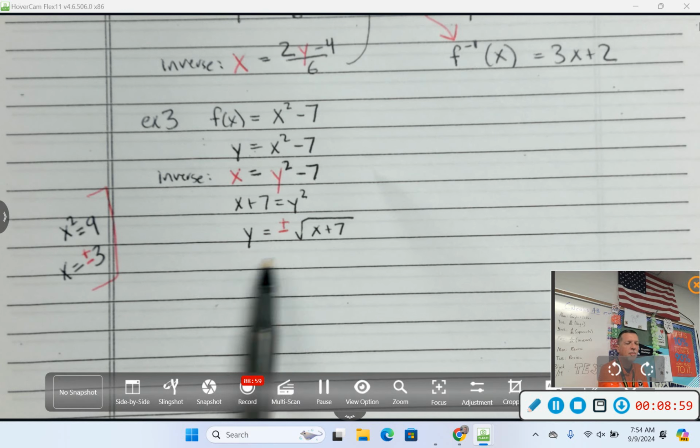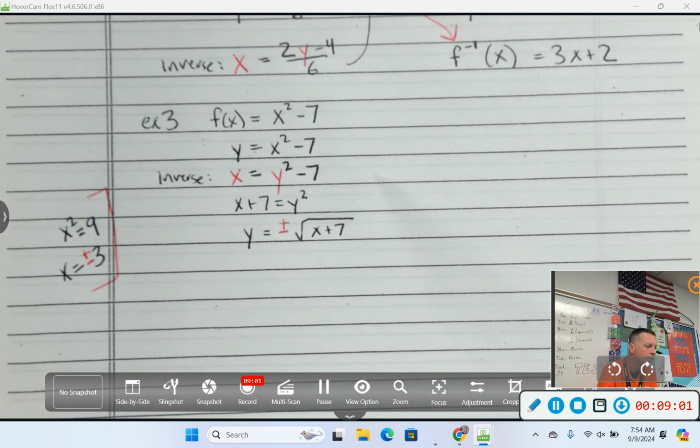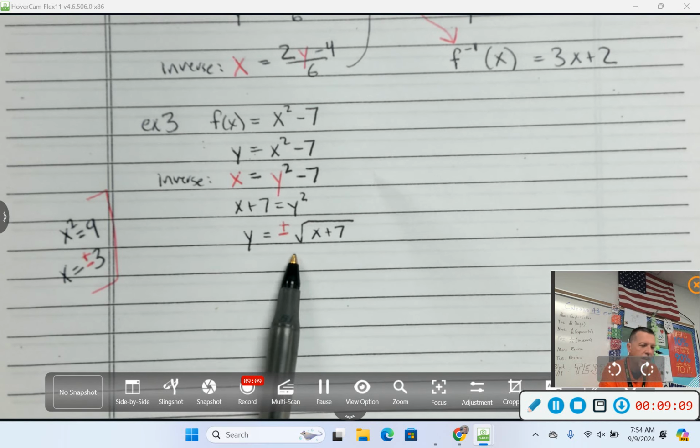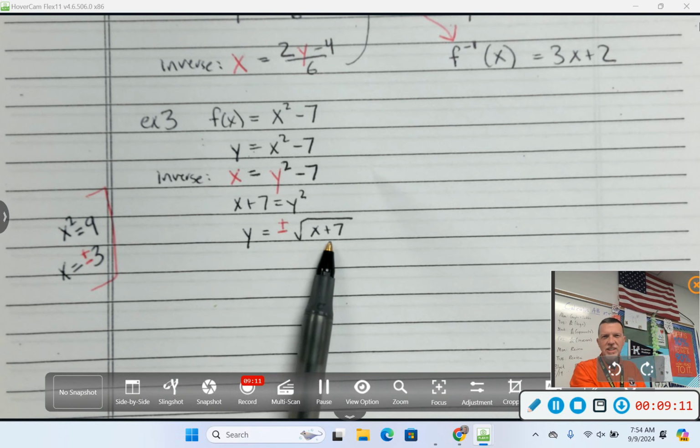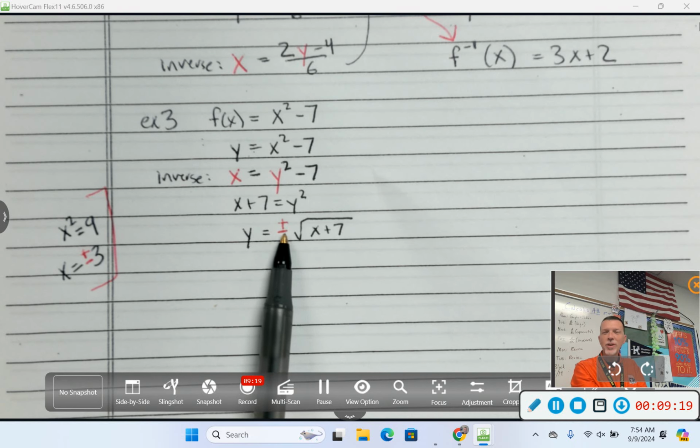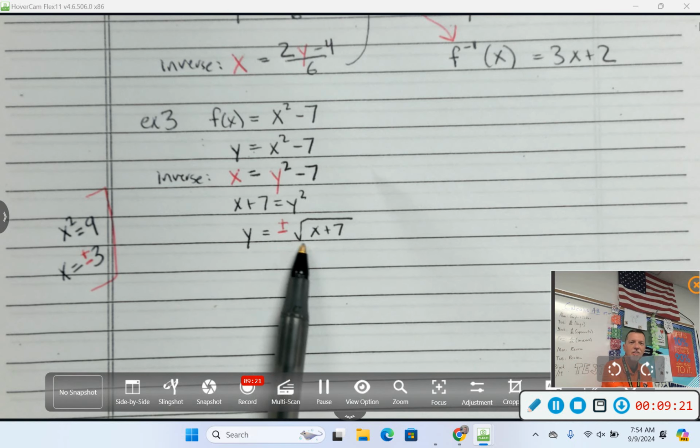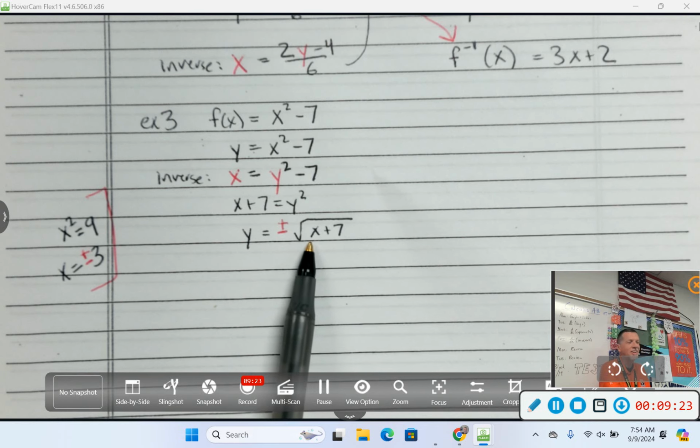Okay, so that's pretty much my answer. But that last statement said, use inverse notation if possible. Is this a function? Probably not. Why not? Because there's 2 possible answers. That's a good answer. By the tone of my voice, that's another good answer.